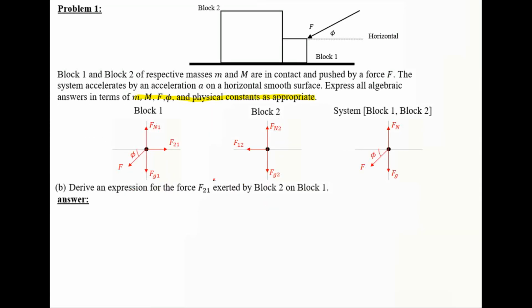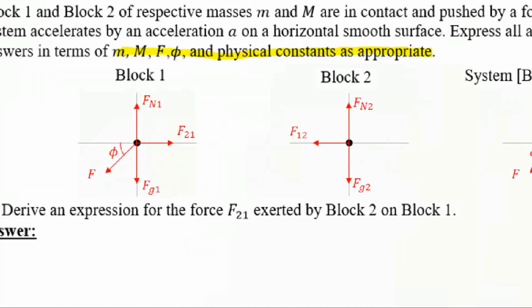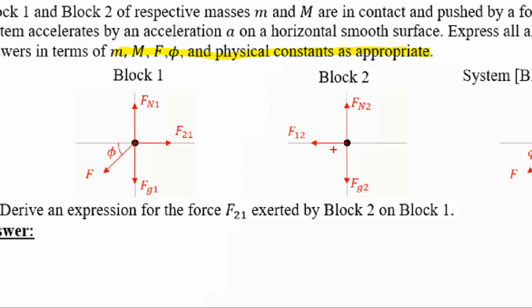Now in part B we need to derive an expression for the force F21 exerted by block 2 on block 1. In order to determine this force, which is the force exerted between the two blocks, we need to use Newton's second law. But before using Newton's second law, we need to choose which FBD we're going to utilize. Now F21 appears in both FBDs, in this one and in this one. So let me consider in this case this FBD. Why? Because it's being acted on by the least amount of forces.